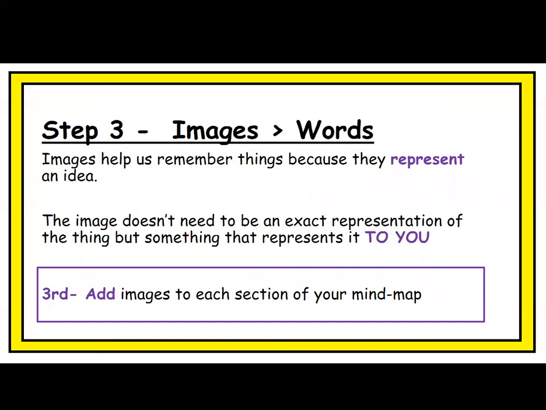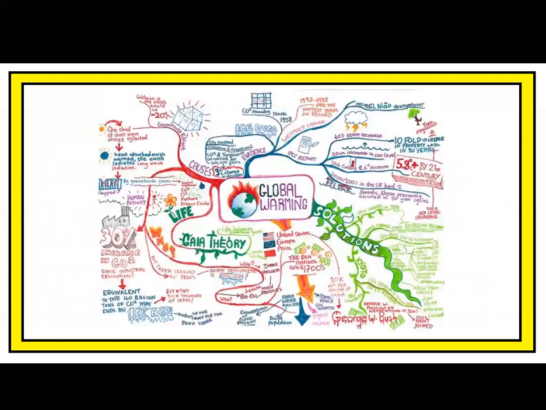You could then add some images as well. Images help us remember things because they represent an idea, and you've also got to start thinking about what image you could put onto that, so you are thinking about the idea again. And with an image, you might remember an image on your poster more than you do the words. So when you go to an exam, you might think, I remember drawing that image, why did I draw that image? And then link it to the information. So it helps you link things, it helps you remember things. The image doesn't need to be an exact representation of the thing, but something that represents it to you. So what would help you remember it? If you look at this one here, we've added some different pictures to this one.